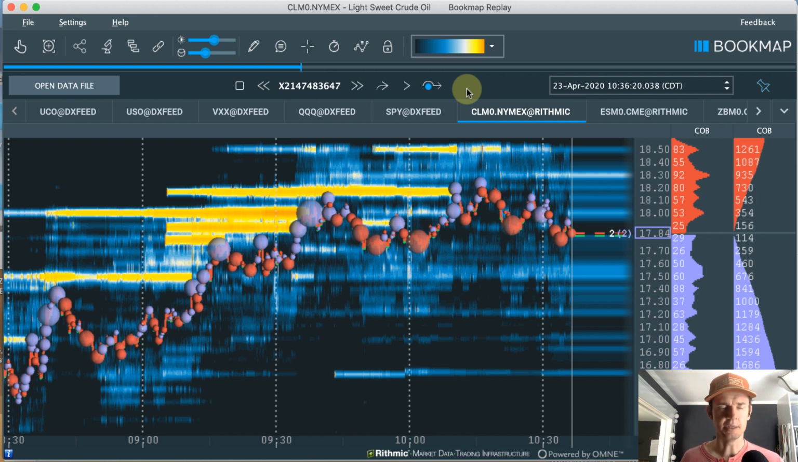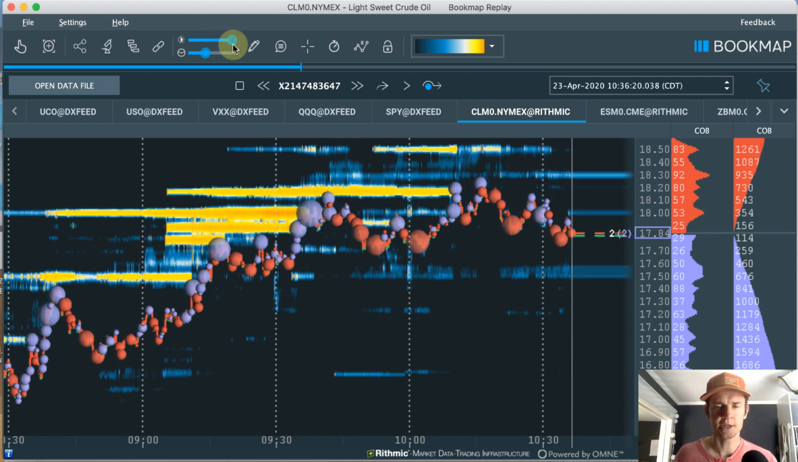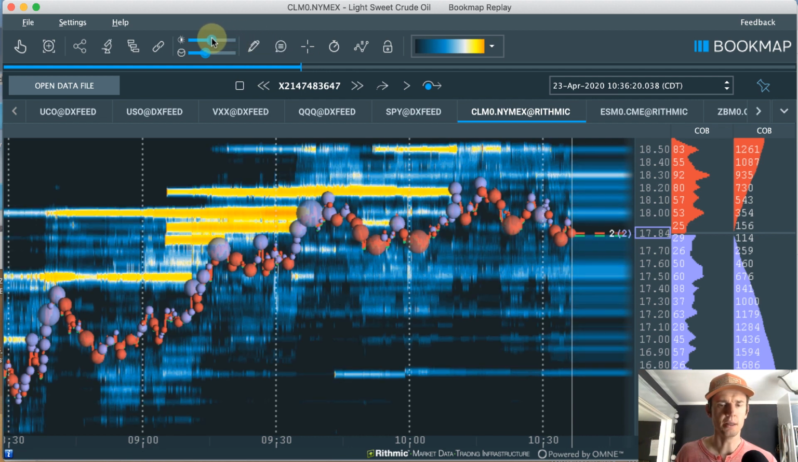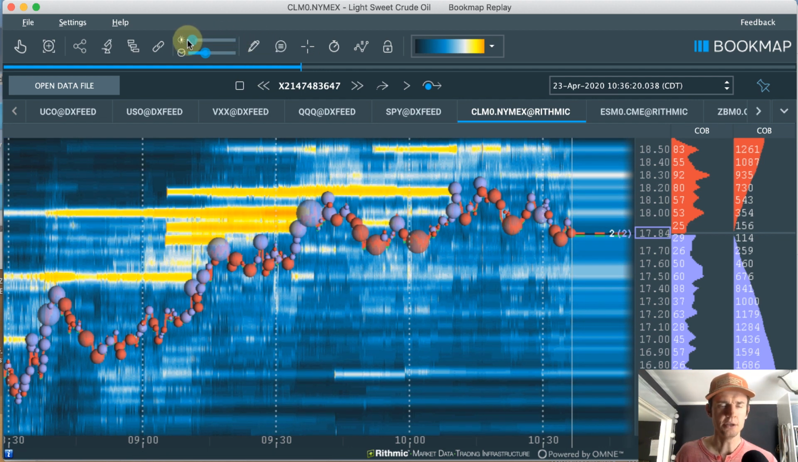Those colors are pleasing to my eye, so that's what I use there. You can change the contrast so you can get a little bit more detail. This will highlight just the bigger areas. If you want a lot more detail, you can go back here, and then it starts kind of blurring it out, because there are definitely orders here, you can see.